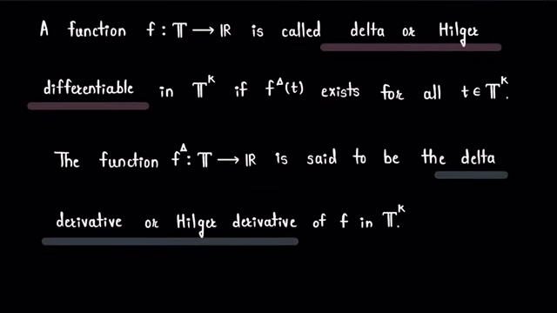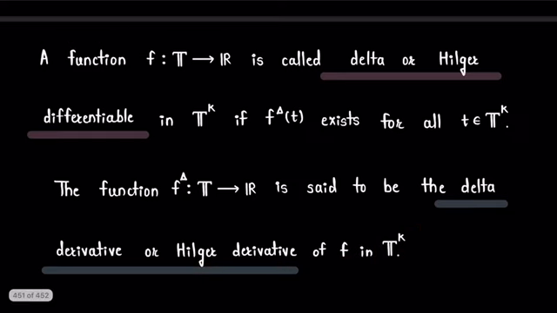Further note that a function f defined from time scale T to R is said to be delta or Hilger differentiable in the set T to the power kappa if the number f delta of t exists for every point t in the set T kappa, and the function f delta, which is again a function from time scale T to R, is said to be the delta derivative or the Hilger derivative of the given function f on the set T to the power kappa. So this is all about the concept of derivative of a function in time scales.